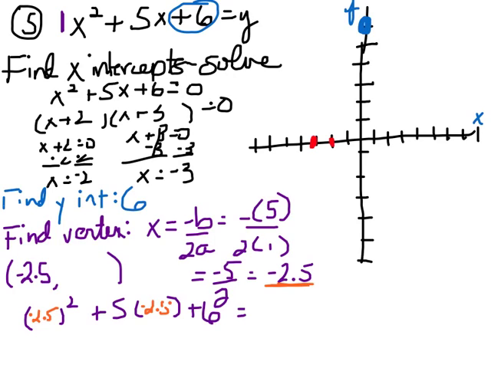Negative 2.5 squared is 6.25, and it's positive because we squared the negative. 5 times negative 2.5 is negative 12.5, plus 6. So let's add those up. 6.25 minus 12.5 plus 6 gives me negative 0.25. So my vertex is (negative 2.5, negative 0.25). So let me graph that in orange. Negative 2.5 is halfway in between negative 2 and negative 3, and it's going to be a fourth of the way between 0 and negative 1.